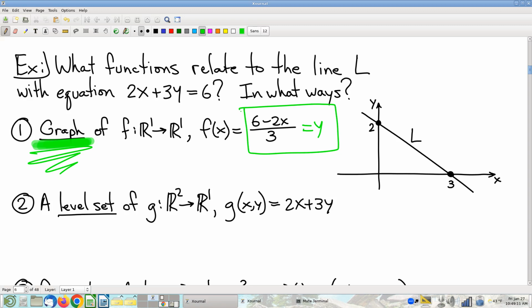And if you do just a little bit of algebra, what you will find is that this equation and this equation are exactly equivalent. They're morally the same equation. And so, sure enough, this function represents that line. Specifically, the graph of this function gives me this line. Right? Graph, specifically.